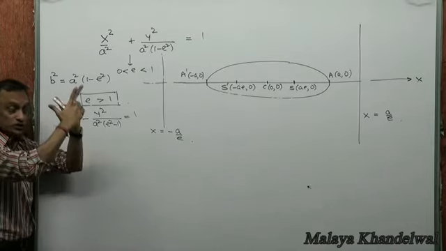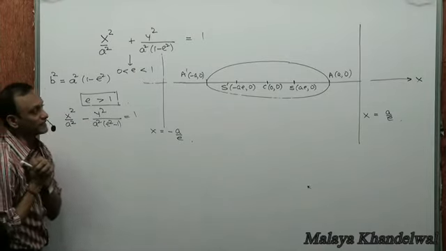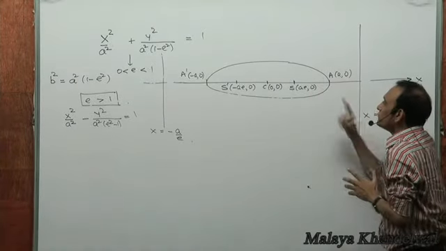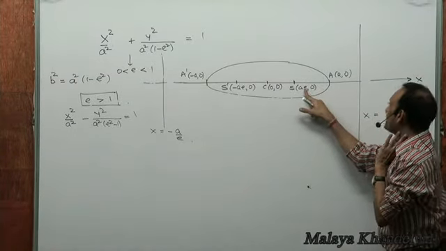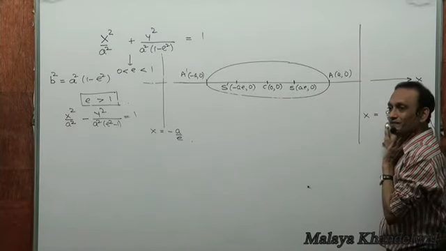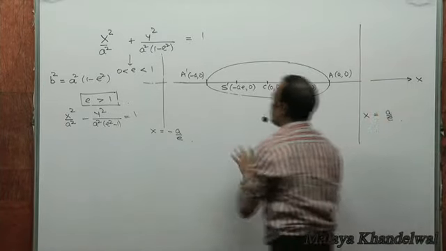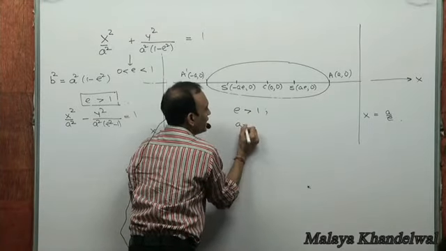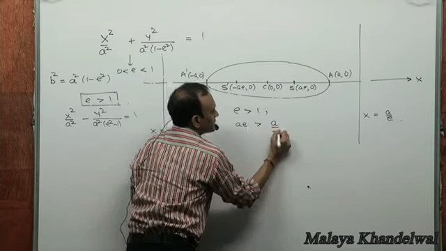Now in the process, what would happen if e was greater than 1? Look, if e was greater than 1, do you realize AE would be more than A by E? Yes or no? If e was greater than 1, then AE would be more than A by E, isn't it?